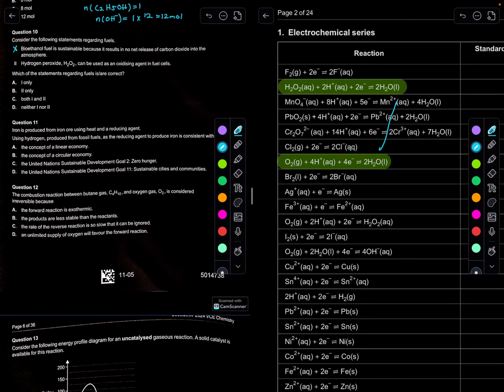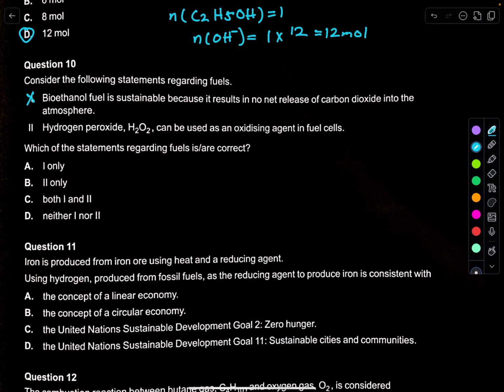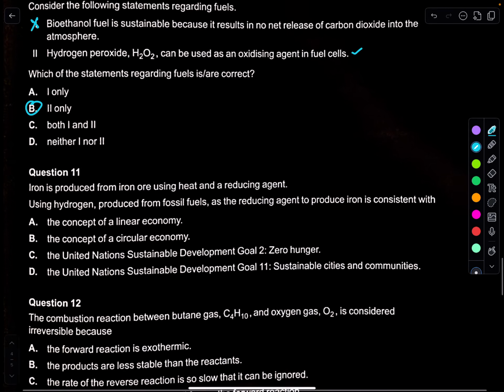Look, you're forming water. We have electrons. We have the acidic ions that we need, and it's just H2O2. It can actually act as an oxidizing agent, as it has the same form as our normal oxidizing agent, oxygen. So why could hydrogen peroxide not be used? Looking at this, it can be used. So we tick that. Which of the statements regarding fuels are correct? It's only 2, so 10B.